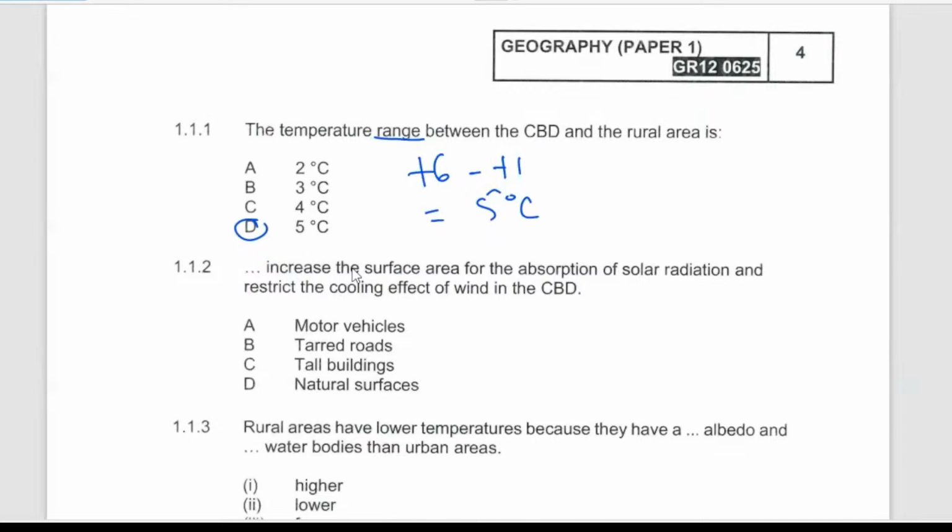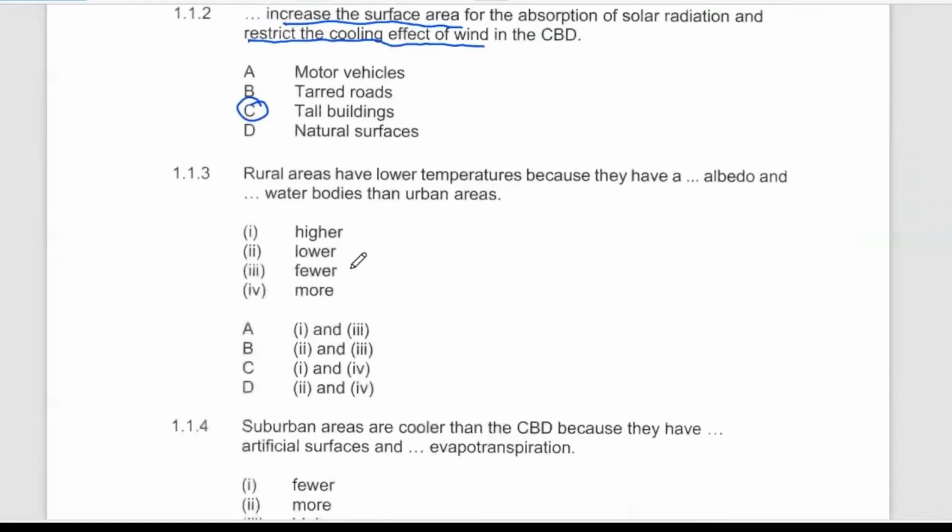Increase the surface area for the absorption of solar radiation and restrict the cooling. We are looking at increasing the surface area for the absorption of solar radiation and also restriction of the cooling effect of wind. Which one is likely to give that effect in the CBD? Right, the correct response is tall buildings. Tall buildings have a larger surface area for the absorption of solar radiation, and because of their height, they restrict the cooling effect of the wind. Remember, the winds in the urban areas or in the CBD are channelized such that they do not pose a cooling effect in the CBD. Right, moving on to the next question.